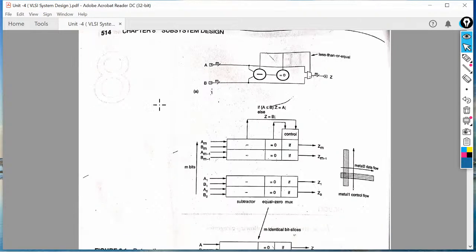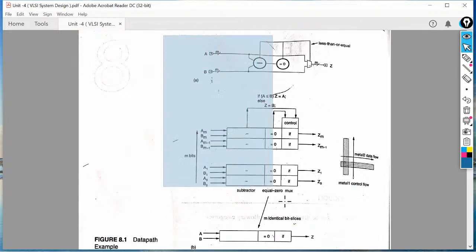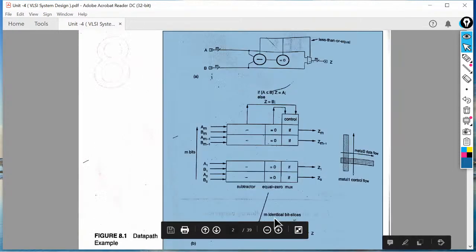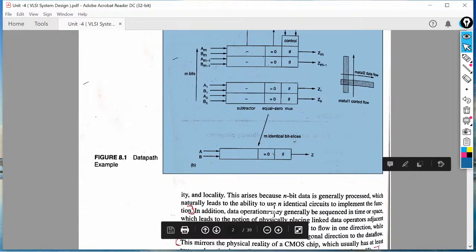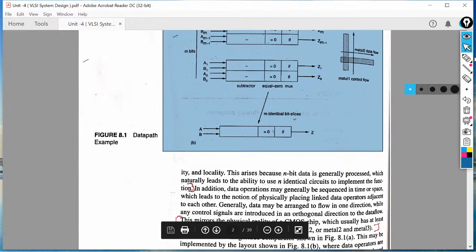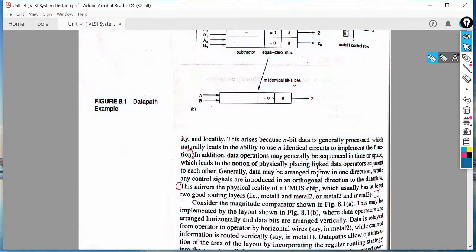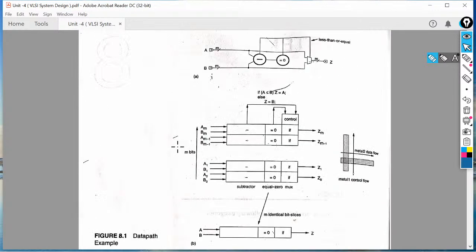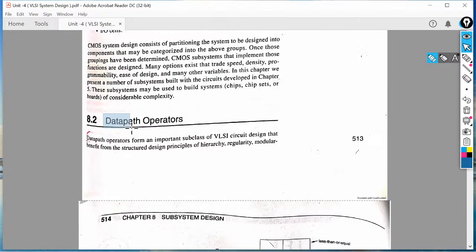Okay, so these two diagrams are only meant to help understand the data path or the routing stream. I think you are already clear on all this. Now we are moving towards the first data path operator. I think you can understand the difference between data path and data path operator.